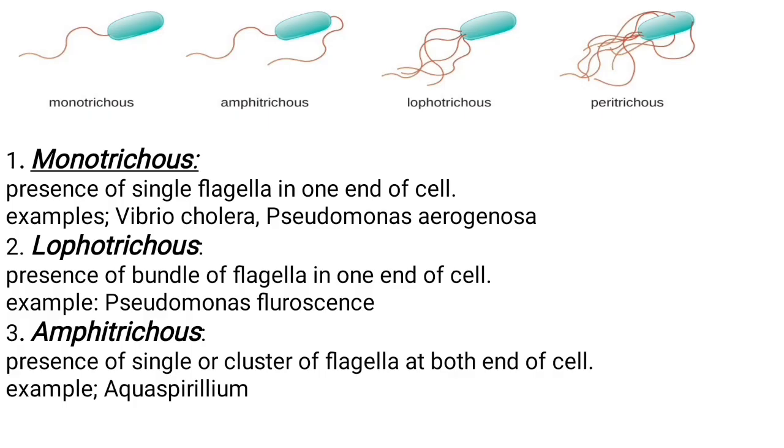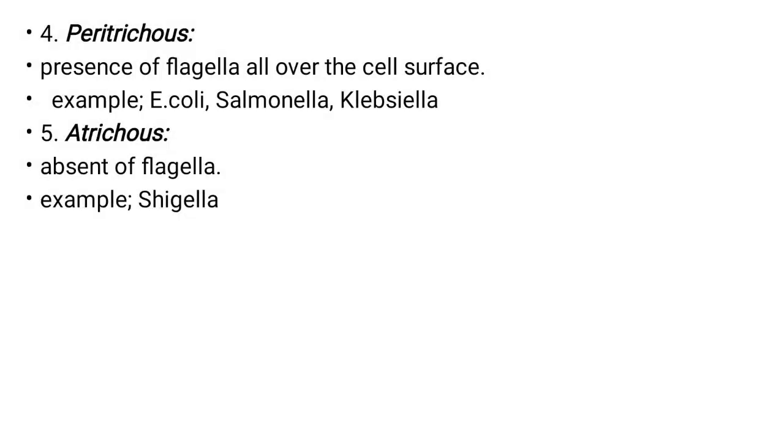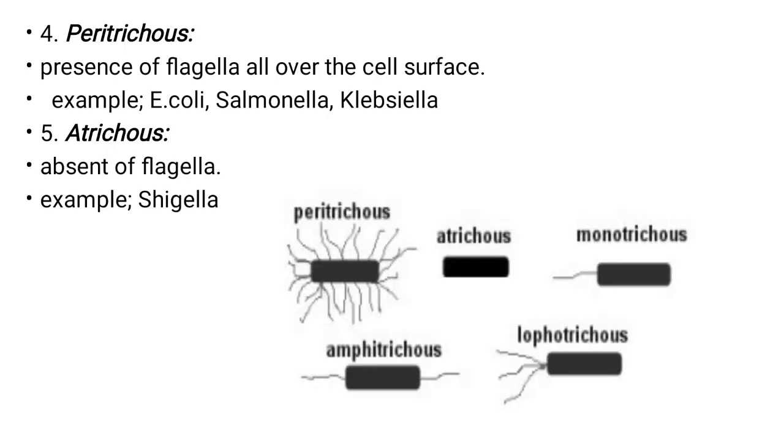Number three is amphitrichous. Presence of a single flagellum or a cluster of flagella at both ends of the cell. Example: Aquaspirillum. Number four is peritrichous. Presence of flagella all over the cell surface. Examples: E. coli, Salmonella, Klebsiella. Atrichous, that is absence of flagella.